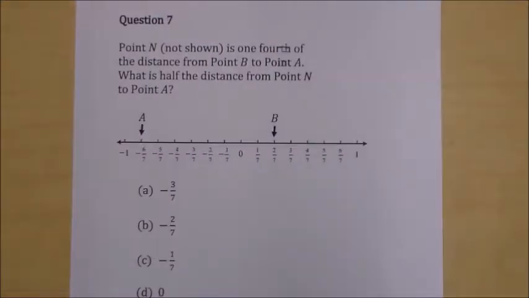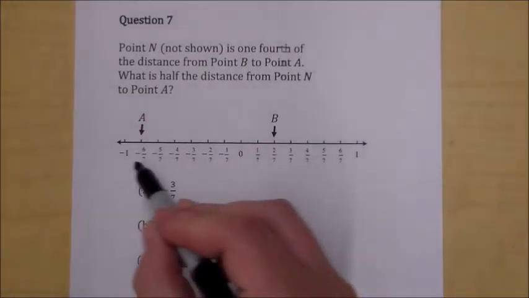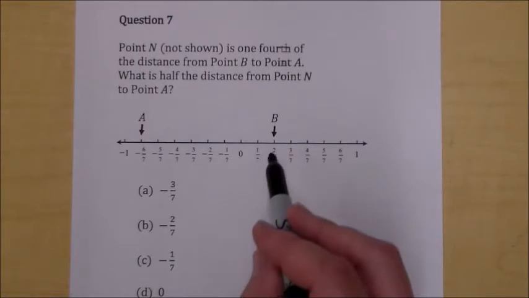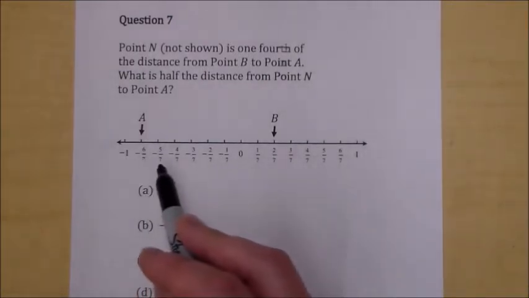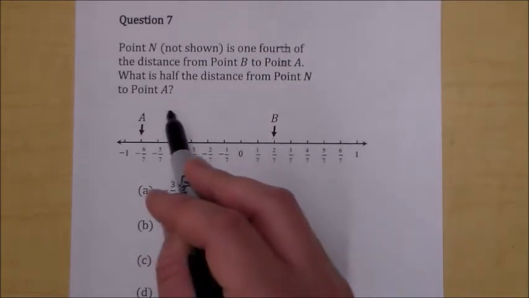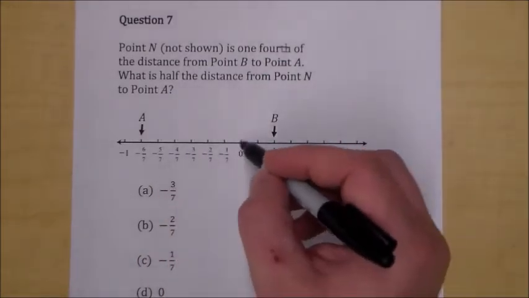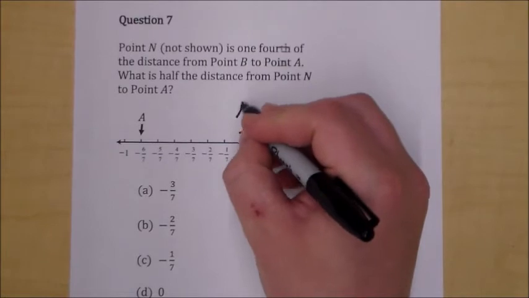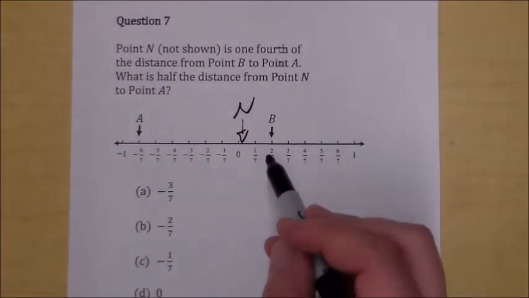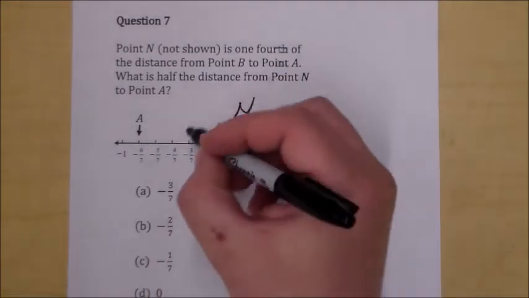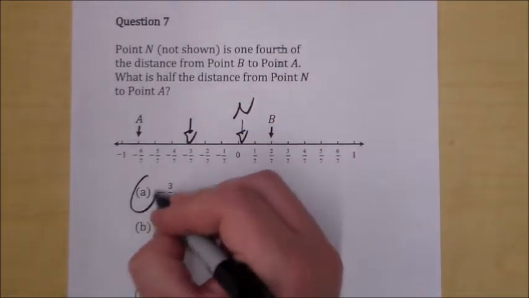We're good. Question 7: point N, not shown, is 1/4 of the distance from point B to point A. So 2/7 to 6/7, that's 8 spaces, and we're going 1/4 of that, so we've got 2 spaces to go. 1, 2. And is that 0? What is half the distance from point N to point A? So N to A is 6 spaces, so we have to go 3, so it's -3/7.